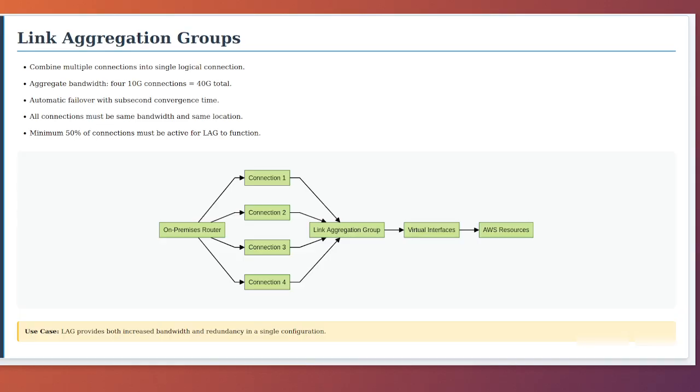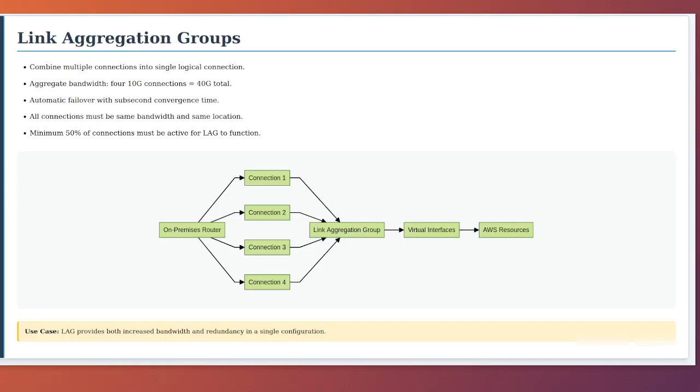Traffic is distributed across all the connections in the LAG using a load balancing algorithm, typically based on flow hashing. A flow is defined by source and destination IP addresses, ports, and protocol. All packets belonging to the same flow are sent over the same physical connection to maintain packet ordering, but different flows can be distributed across different connections.